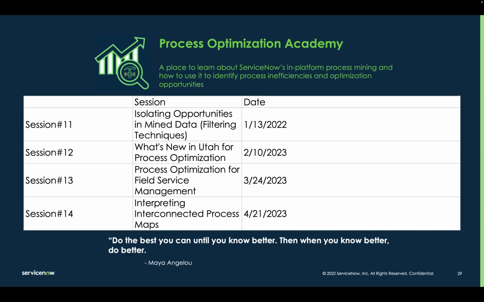On the 24th of March, we're going to have our outbound product manager for field service management on with us to share some of the use cases and some of the value add that process optimization brings to that solution. And then the following session, we'll be looking at interpreting those interconnected process maps. As I just mentioned, we've made some enhancements in Utah, so we figured we'd push that section back to make sure we cover those new enhancements.